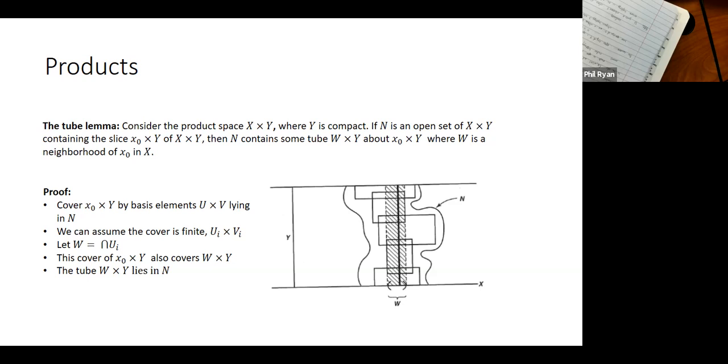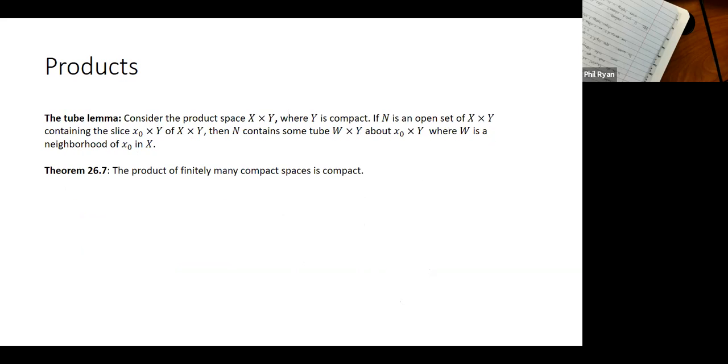Okay, so this is basically doing one dimension of the two-dimensional proof. Okay, so the tube lemma then allows us to do the next thing, which is that the product of finitely many compact spaces is going to be compact.